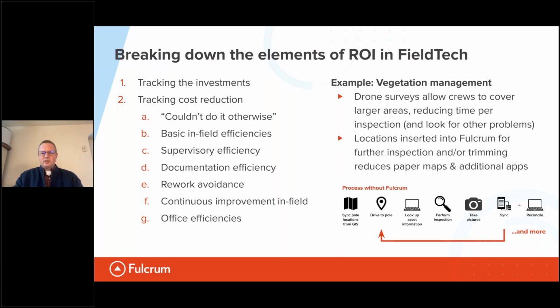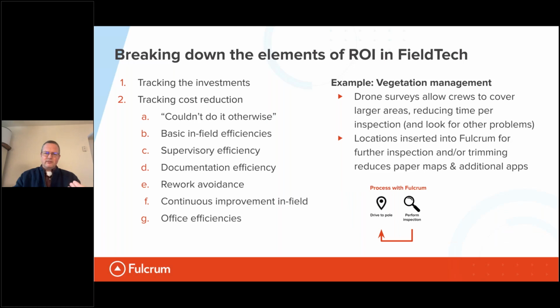One of the reasons for this, as you can see, is that very often when there's a process without Fulcrum, there's a GIS related, you've got a laptop that has the asset information or sometimes a book, then you perform the inspections, take your pictures, and then you have to synchronize that information and then finally reconcile it. It's actually a fairly complicated process. Whereas when you're using Fulcrum to execute the process, you basically know where the pole is, so you drive to the pole and then you perform the inspection, then you drive to the next pole. So we're looking for that kind of improvement in performance at that stage of the game.